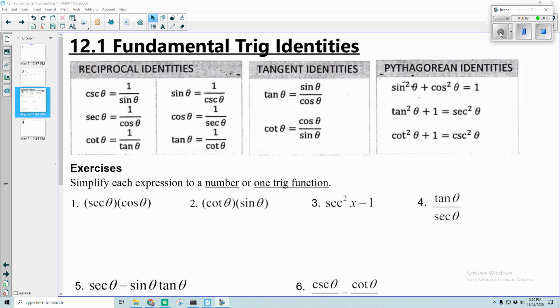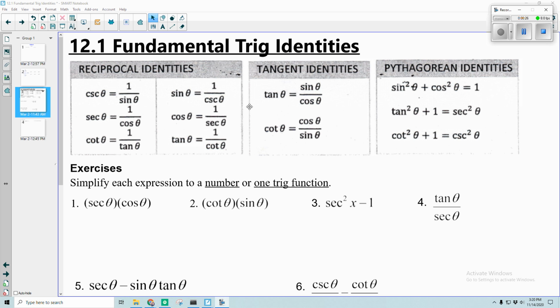In this unit, we're going to focus on what are called trig identities. So we see several different identities that we're going to be working with in this lesson. There's reciprocal, tangent, and Pythagorean identities. Looking at all of these, it may seem a little bit overwhelming at first how many there are and exactly how on earth you're going to be using them.